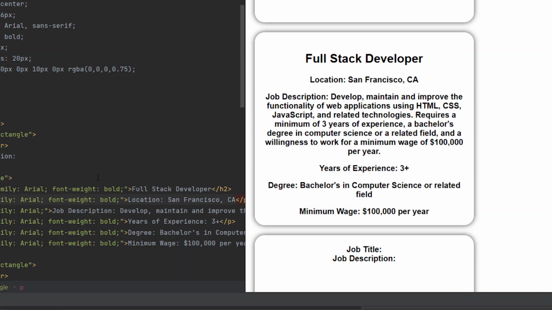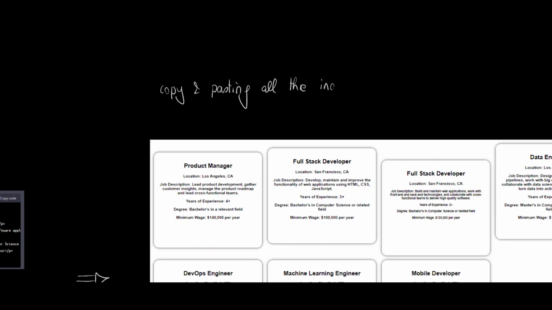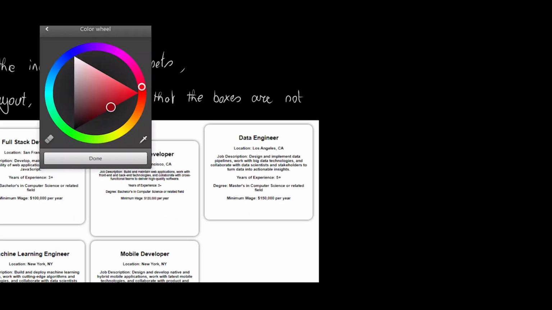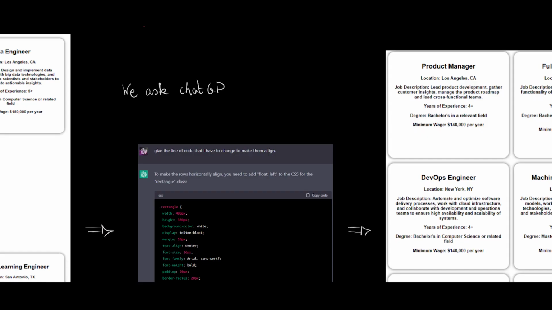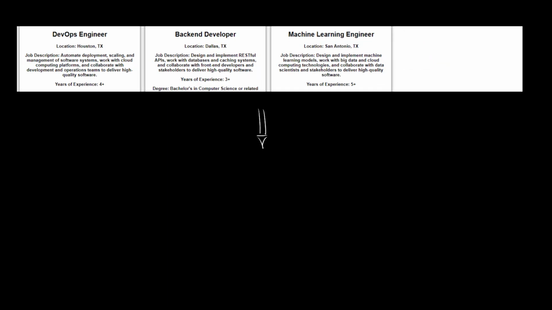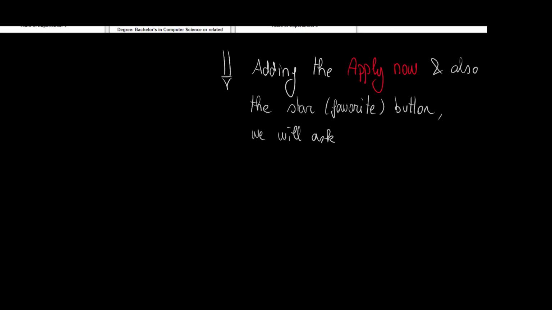the HTML. A problem arises after copying the job information into each box, namely the boxes aren't aligned anymore. We ask ChatGPT for a solution to this nuisance. ChatGPT solves this problem by giving some neat code that we can copy and paste into the CSS style section of the HTML code. The resulting boxes are now aligned.